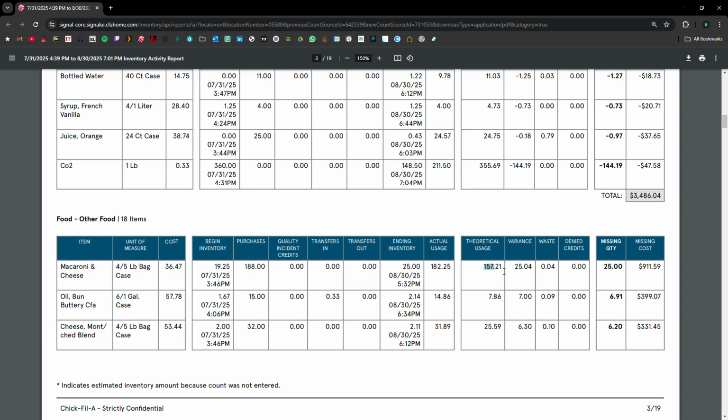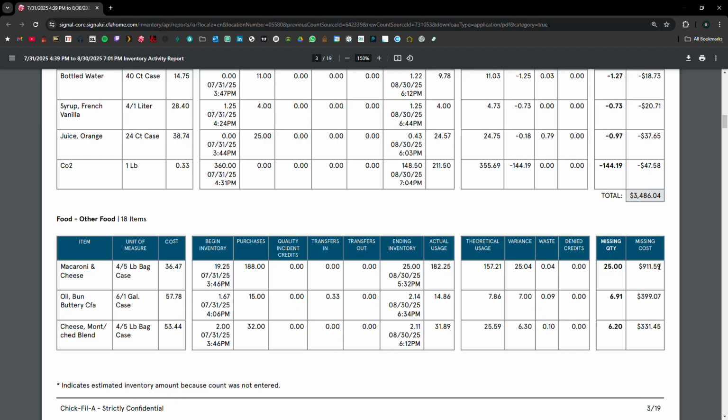And then our theoretical usage was 157. Okay, so according to the recipe and what we sold, what we typed in the POS, it should be 157, but we actually used 182. So the difference between those two is 25.04 cases. 25 cases of mac and cheese. So you take that times $36, and that's easily going to get you to that 900. We did waste some out, which is encouraging with the 0.04, but it doesn't even come close to bringing that number down.